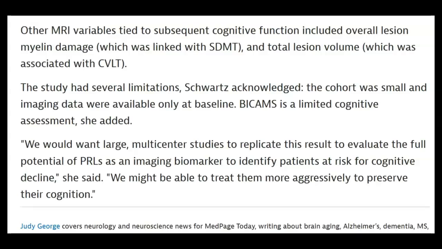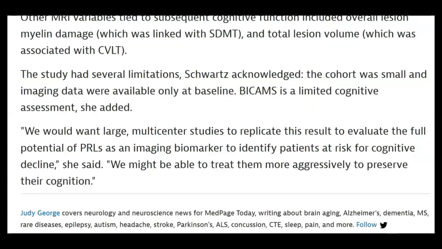We would want large multi-center studies to replicate this result to evaluate the full potential of PRLs as an imaging biomarker to identify patients at risk for cognitive decline, she said. We might be able to treat them more aggressively to preserve their cognition. And I think that would actually be helpful.